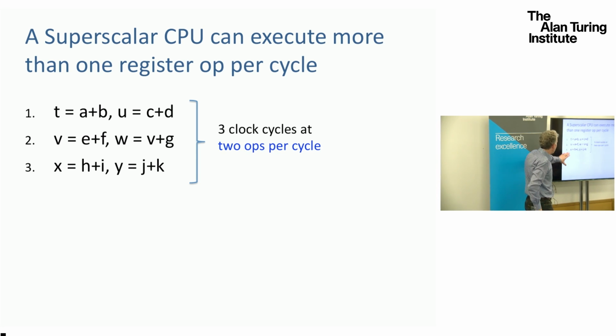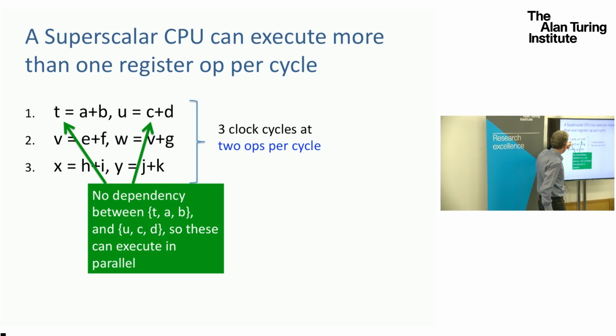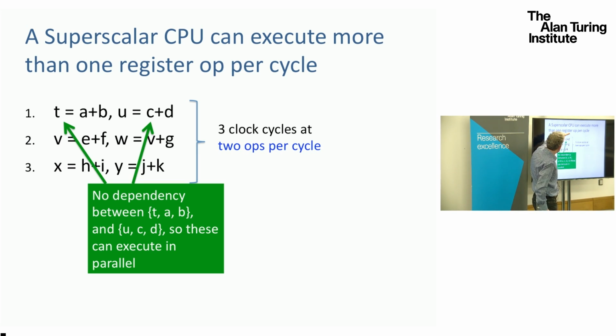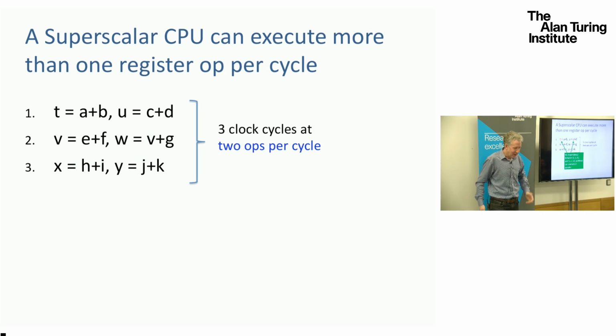Okay, so if we do 2 operations per clock cycle, we can complete in half the time, and that's good. Your CPU goes twice as fast. You get away with this because there's no dependency between T, A, and B, and between U, C, and D. So we can run them at the same time. It doesn't matter, there's no dependency between them.